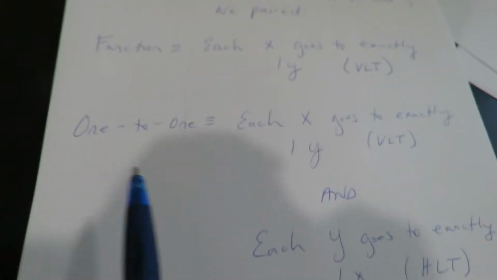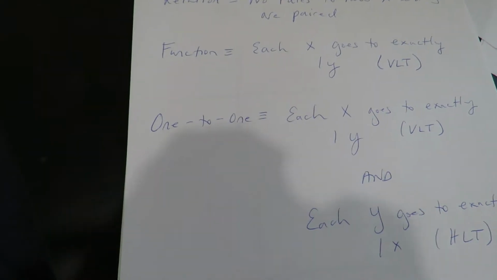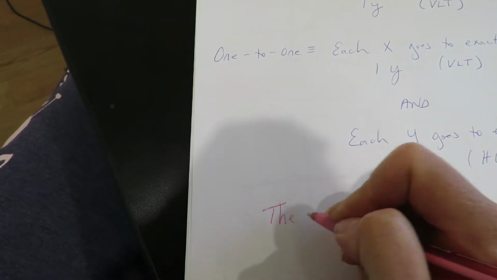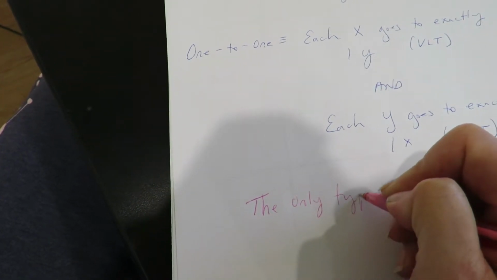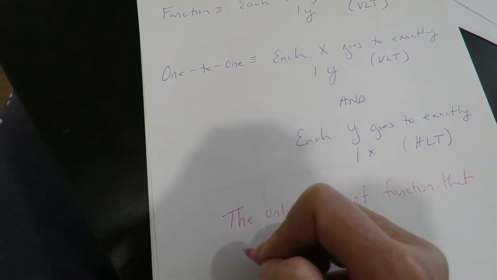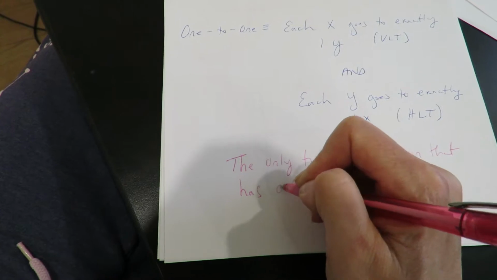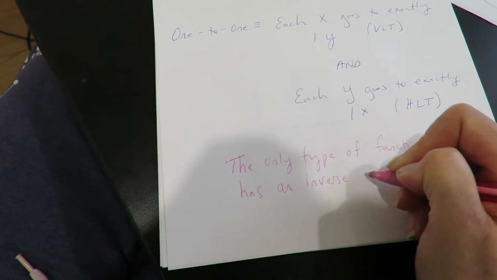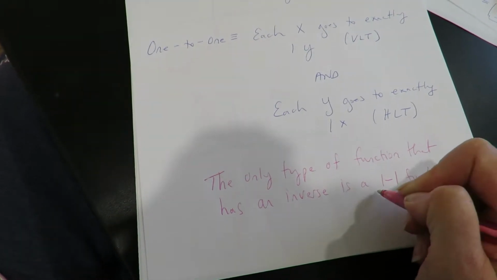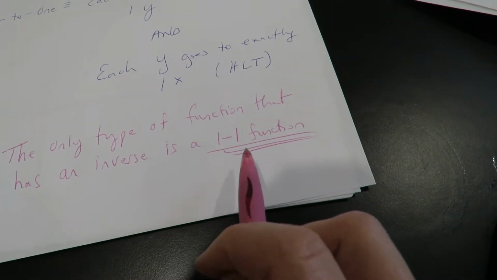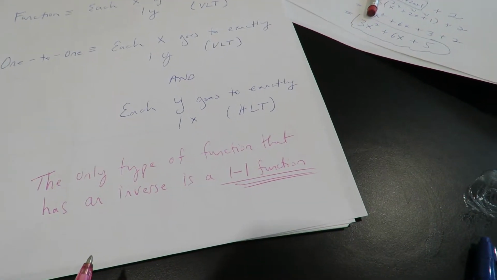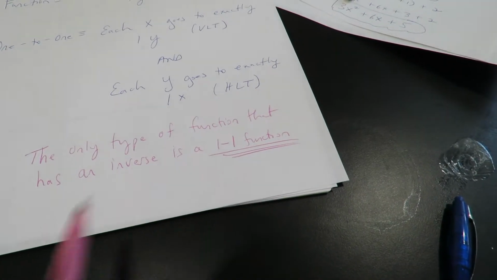The reason why I'm going over this, and this is the important part, is that the only type of function that has an inverse is a one-to-one function. It's the only type. This special exclusive club of one-to-one functions is the only type that has the other side of the coin, so to speak. It has the flip. You can find an inverse of it, okay?